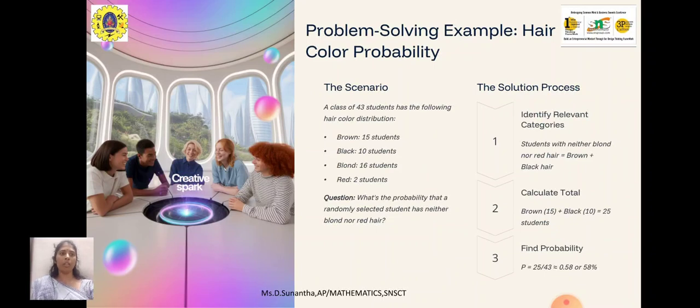Next is problem solving: hair color probability. Here, let us consider the scenario. A class of 43 students has the following hair color distribution. There are 15 students with brown hair, 10 with black, 16 with blonde, and 2 with red. The question is, what is the probability that a randomly selected student has neither blonde nor red hair? First, identify relevant categories. A student with neither blonde nor red hair has brown plus black. Next, calculate the total. There are 15 brown and 10 black, which is 25. Find probability: 25 by 43, which is 58%.